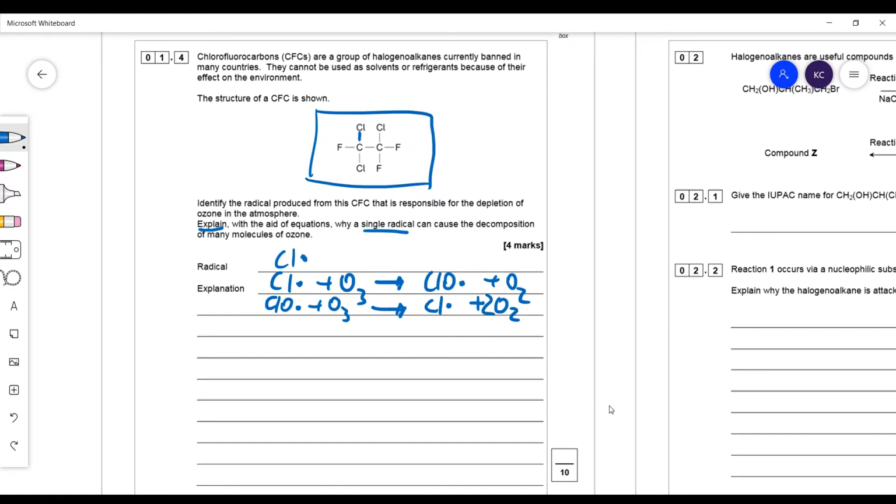Okay, so firstly, why can a single radical cause decomposition? Well, because the Cl radical is regenerated. So that means that a chain reaction of the O3 decomposition is taking place.